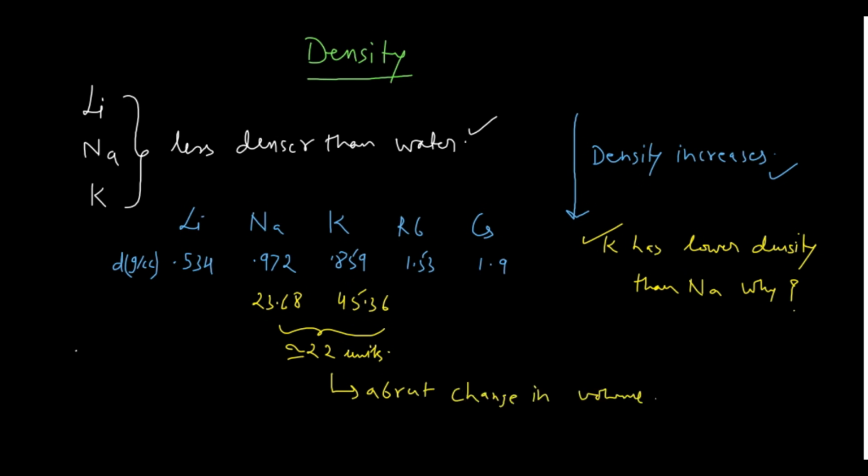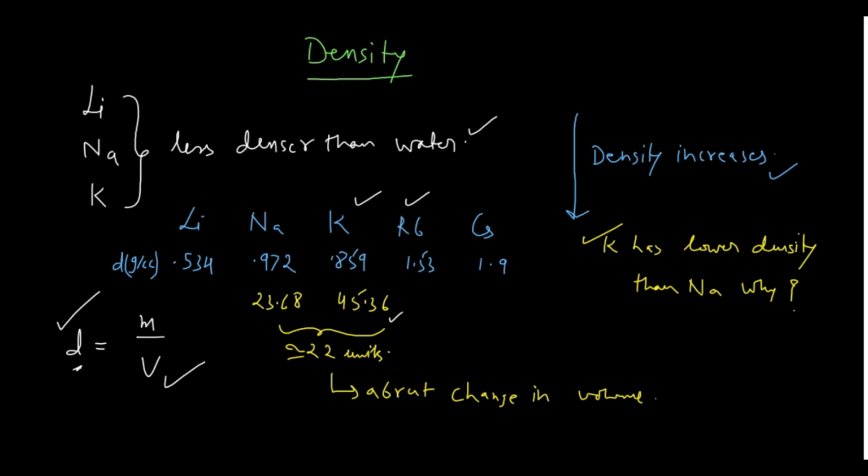And if you write density equals mass over volume, so when volume increases, density decreases, right? And this abrupt increase in the volume of potassium decreases the density of potassium when compared to sodium. However, if you compare the molar volume of potassium and rubidium, the increment is there, but that increment is not that high. That's why this behavior is there.